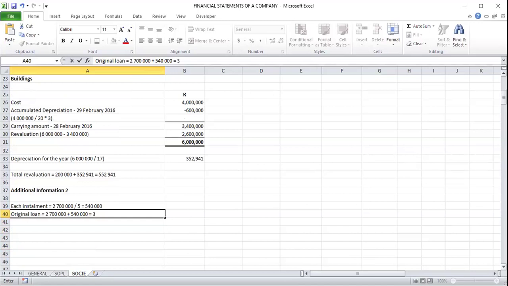It's 3,240,000. That means the loan in the beginning was 3,240,000. From 1 March to 31 August, they were paying interest on 3,240,000. Then from 1 September, they were now paying on 2.7 because they will have paid the 540,000.